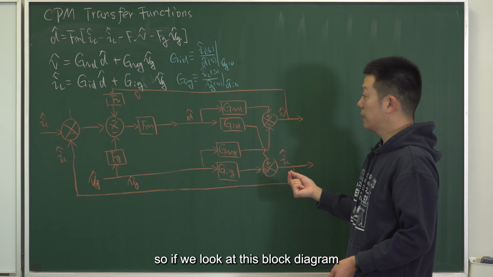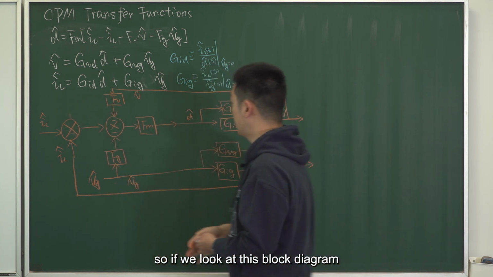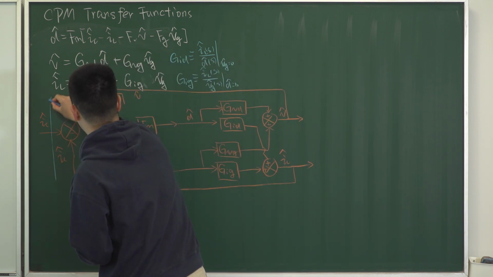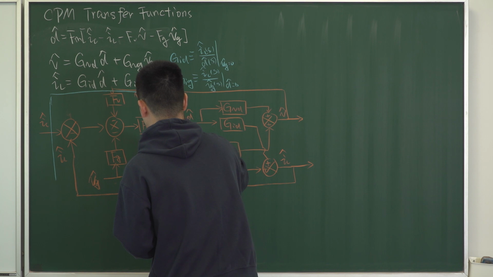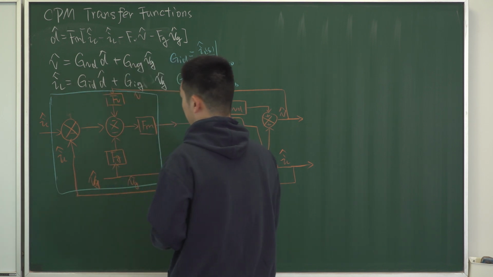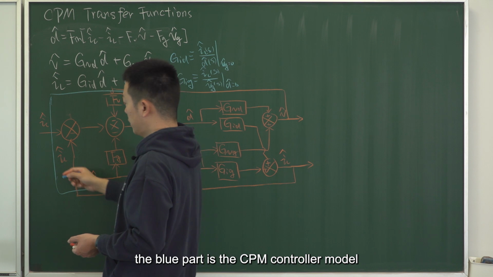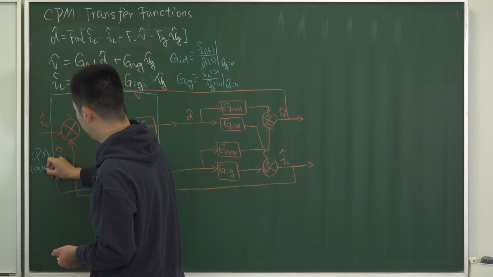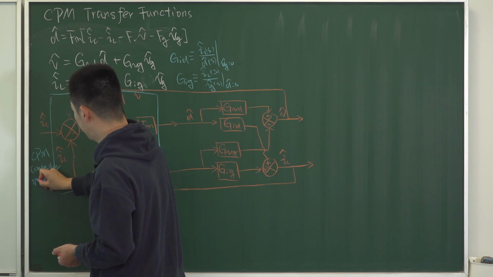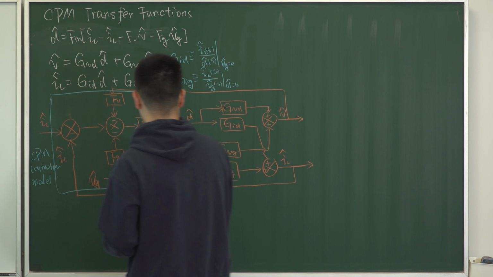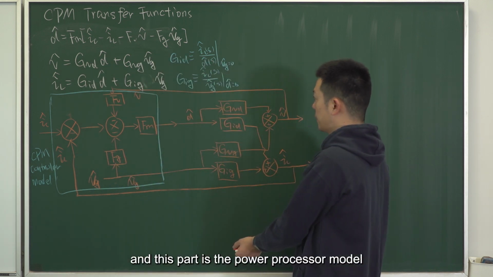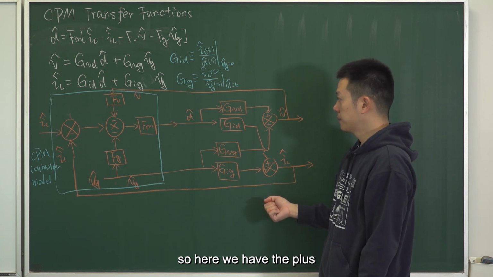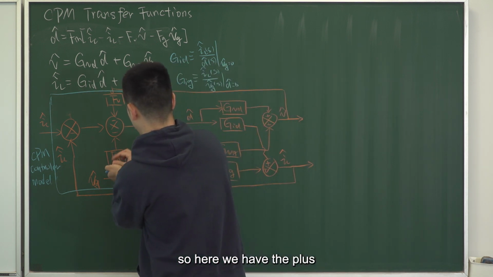If we look at this block diagram, there are two parts. Basically, the blue part is the CPM controller model, and this part is the power processor model. And here we have a plus sign.